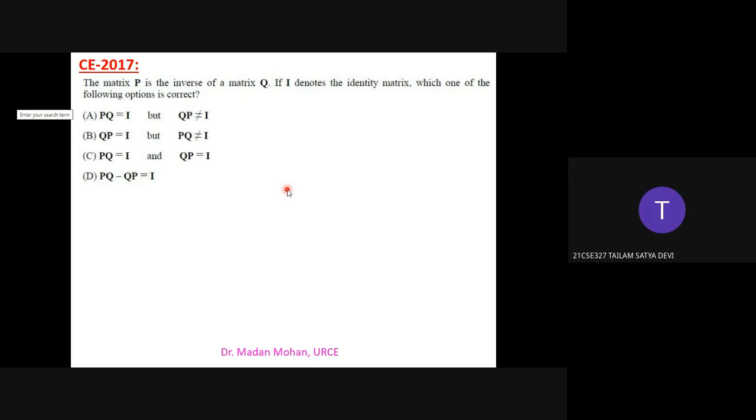C, sir. Very good, very good. The reason: P is the inverse of a matrix Q. P and Q are inverse to each other, so their product is I. Therefore, PQ and QP both should be I, please. Both should be I. Okay. Next. The next problem is given for electrical engineering in 2019.